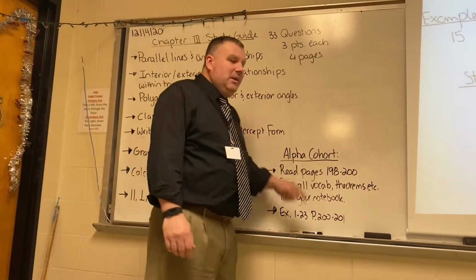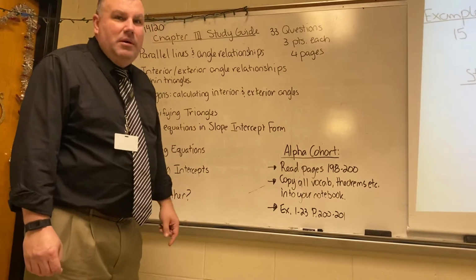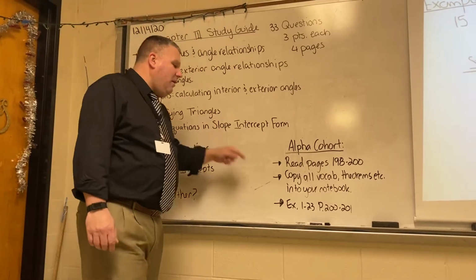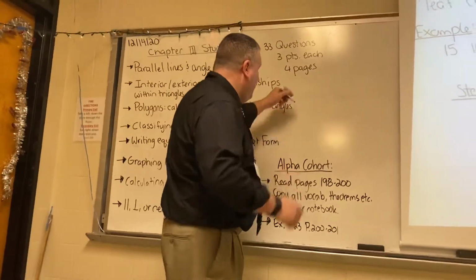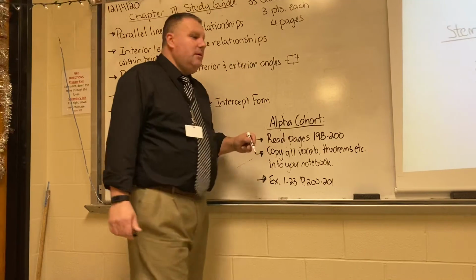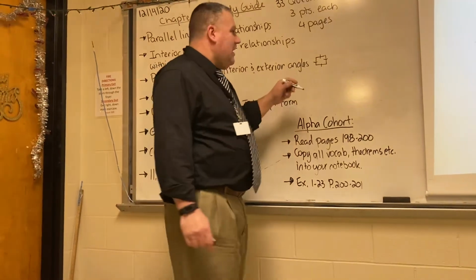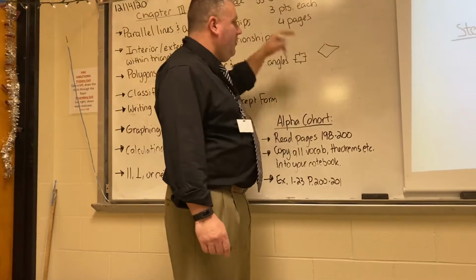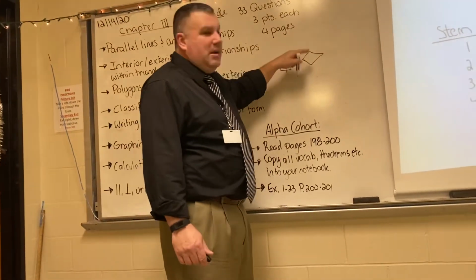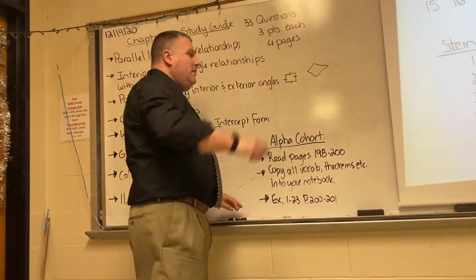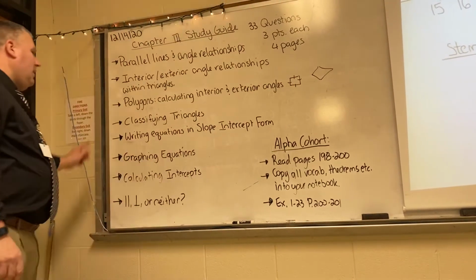Polygons, calculating the interior and exterior angles. We have that formula, n minus 2 times 180, where n is equal to the number of sides, okay? And don't forget you have a regular polygon. So if I was to have a square, okay, this would be considered a regular polygon, because all the sides and angles are congruent. If I just had some random four-sided figure, this would just be considered a 4-sided polygon. So there's a difference. So make sure you know the difference between a regular polygon and a polygon.